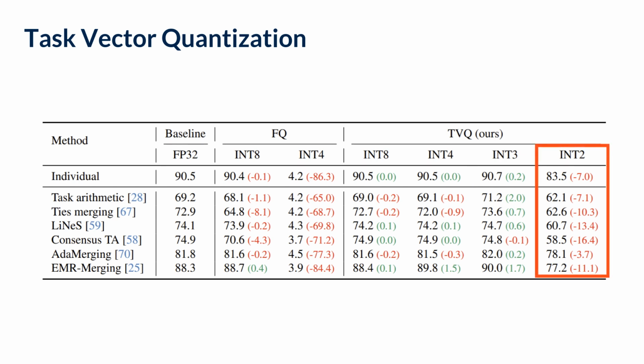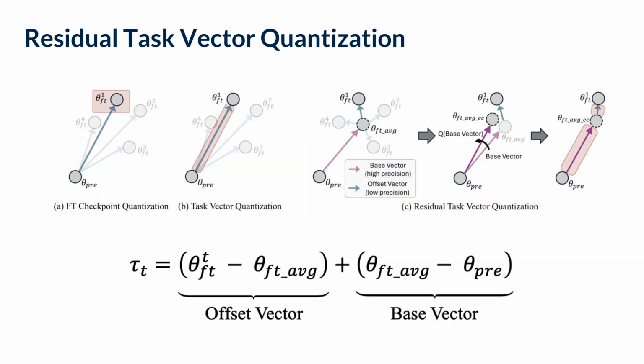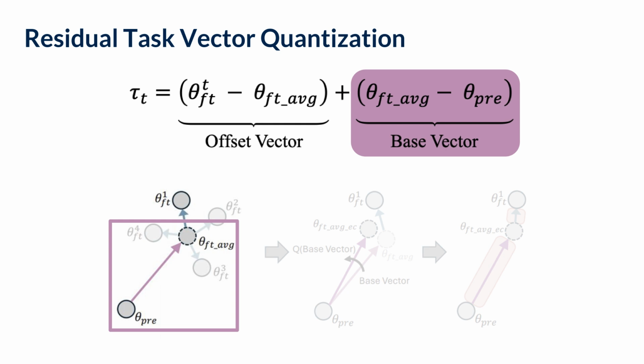However, even TVQ showed a relatively high quantization error and performance degradation in the extreme environment of 2-bit quantization. To conquer this ultra-low bit regime, we introduce our second innovation, RTVQ, residual task vector quantization. First, we calculate the central direction of change that is common across all tasks, which we call the shared base vector. This is defined as the difference between the average of all the fine-tuned checkpoints and the original pre-trained model.